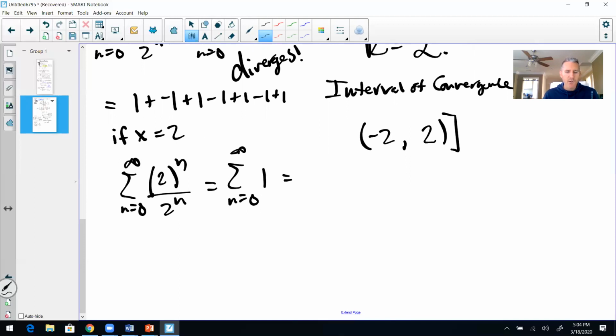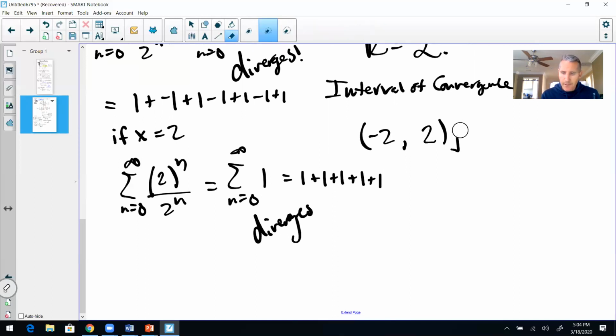If x is equal to 2, right, I'm going to have the summation as n goes from 0 to infinity of 2 to the n over 2 to the n, which is just the same as the summation as n goes from 0 to infinity of 1, which looks like what? When n is equal to 0, I have 1 plus 1 plus 1 plus 1 plus 1. Does that converge to a real value? No, it does not, right? Because if you keep adding 1 infinitely many times, that diverges to infinity. And so this guy also diverges, which means that I should not include 2 either.